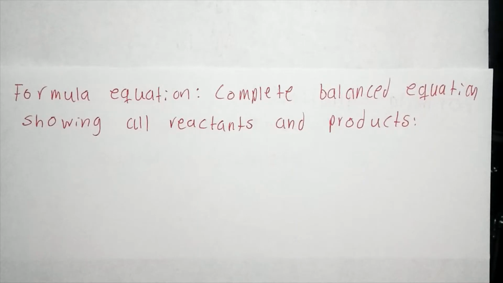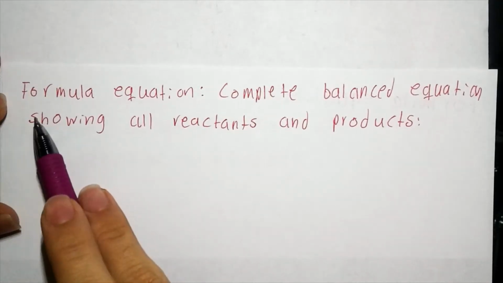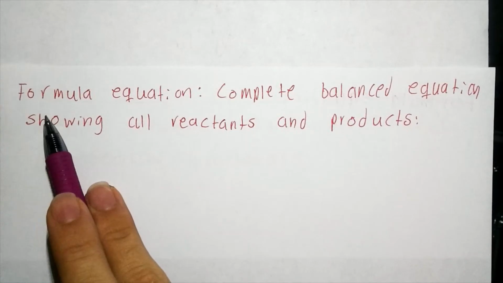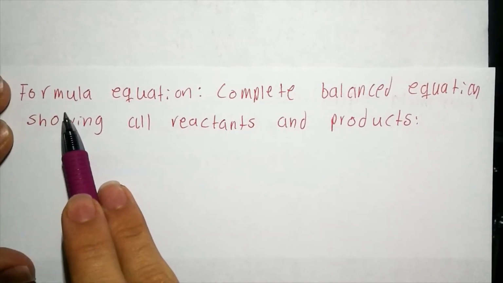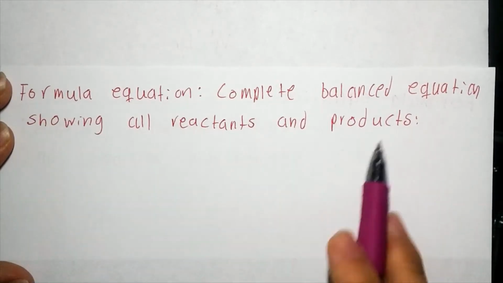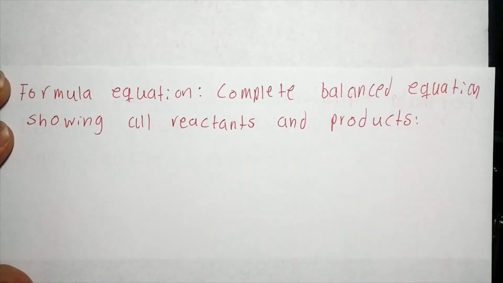Today we're going to be covering the three types of chemical equations that you could potentially write for a single one. We're going to start by using the basic one that you should all know, which is a formula equation. So the formula equation is simply the completely balanced equation that shows all the potential reactants that you were given and all the potential products that you could form.